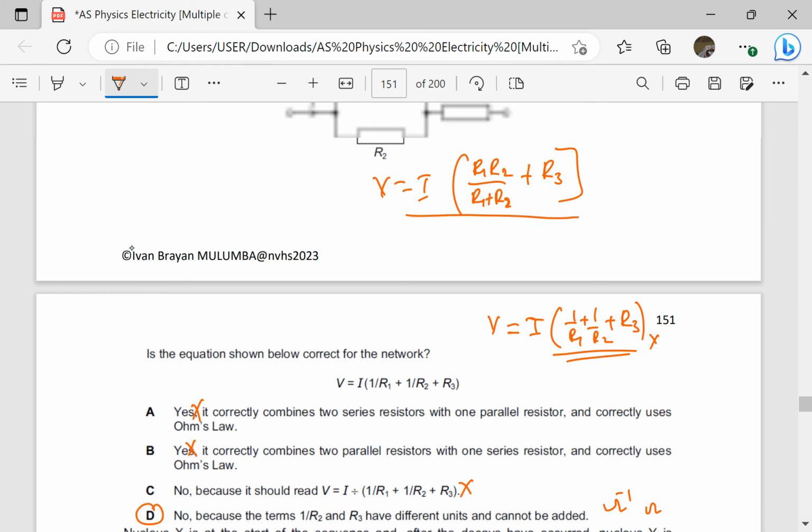However, if you do the product, this one is going to be ohms squared divided by ohms in the denominator, which gives us ohms again, plus ohms. It can be added.